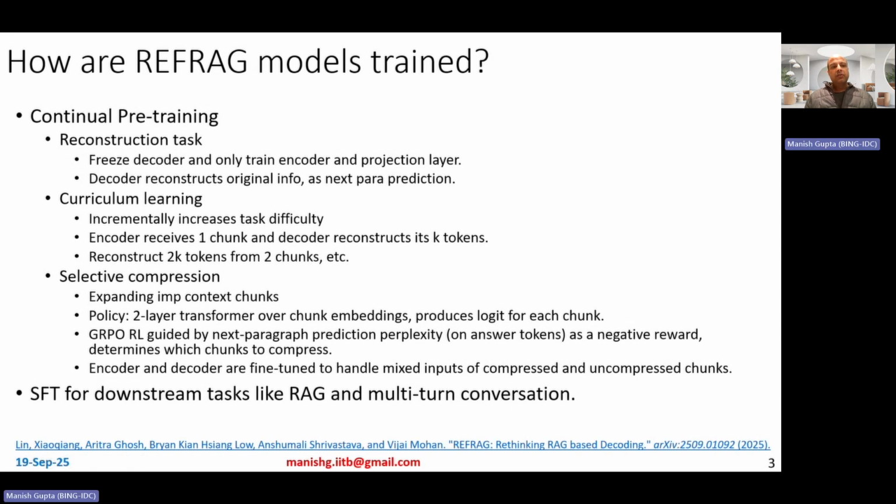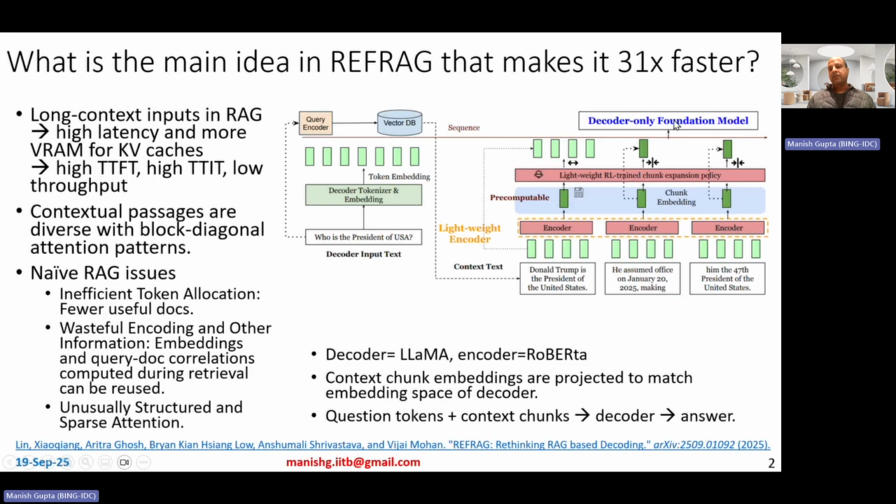So that's that. They do reconstruction in a curriculum learning way, and then they also do selective compression. As I was talking about, this is called selective compression, where some chunks are compressed and represented using only one chunk embedding. Other chunks are represented using the individual tokens themselves.